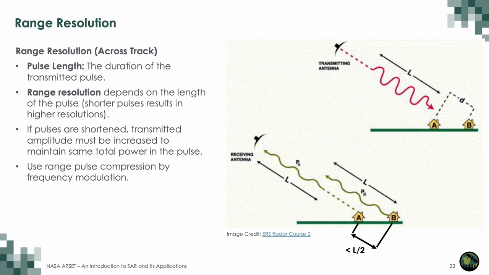Now, for the user, the result is the same as if a very short pulse length had been used throughout the system. The pulse bandwidth is inversely proportional to the pulse length. So shorter pulse length means larger bandwidth and better range resolution. Pulse bandwidth is expressed in units of hertz rather than distance.